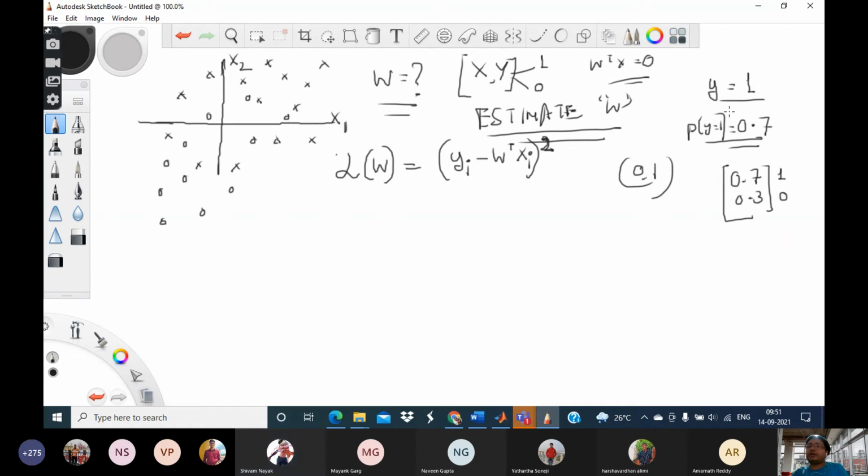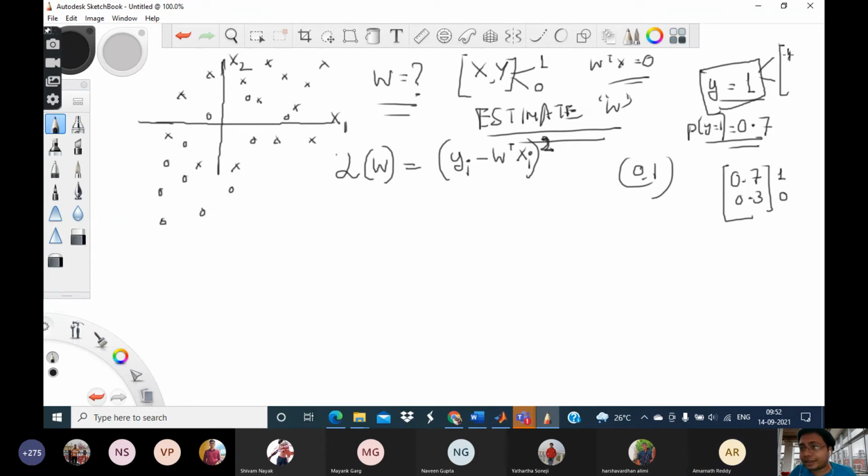I will give you a hint. So this is y equal to 1. This is your true label. So this is your class label. Can this be expressed as a probability distribution? So one hot encoding. Exactly, one hot encoding.